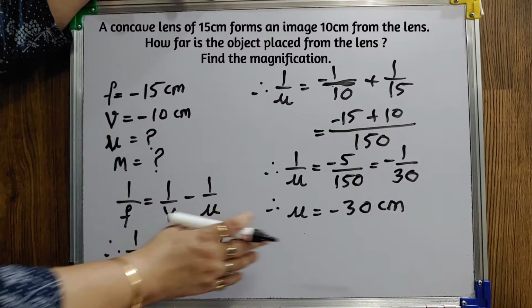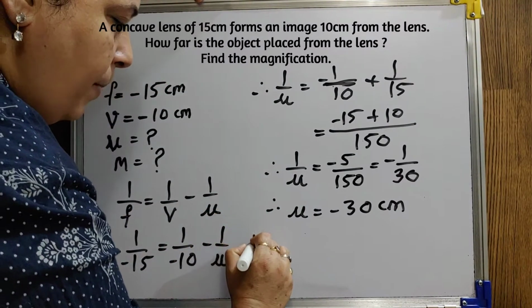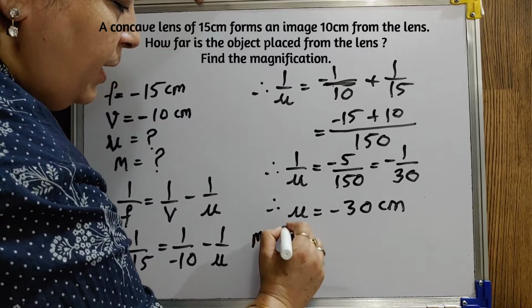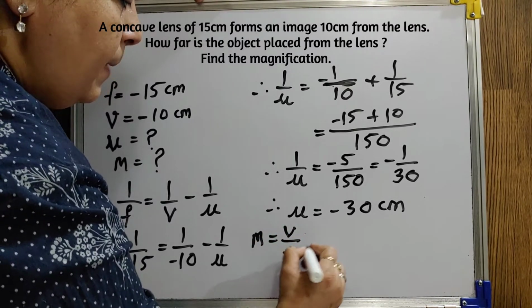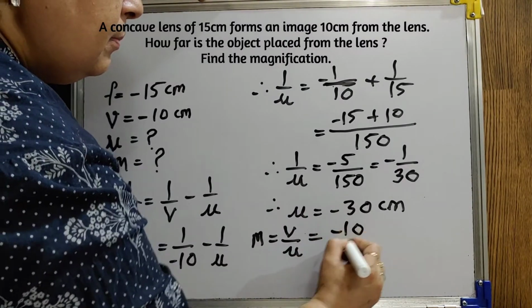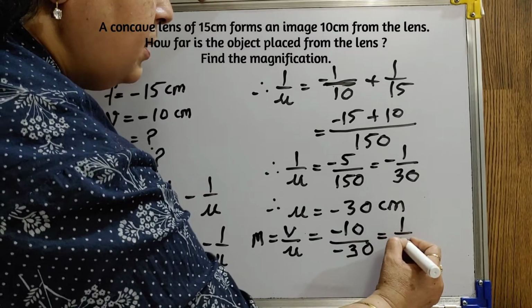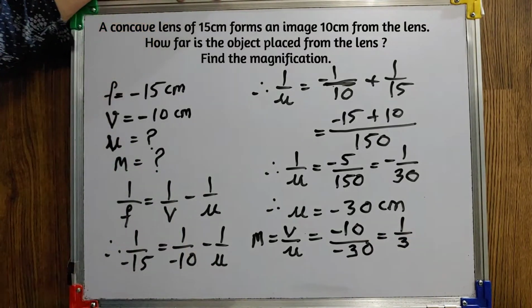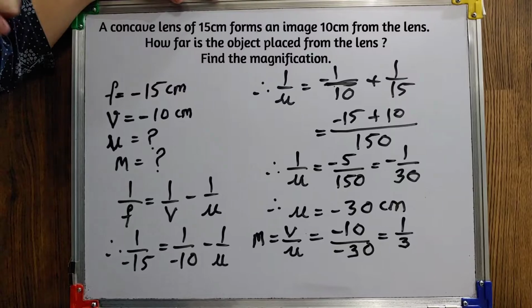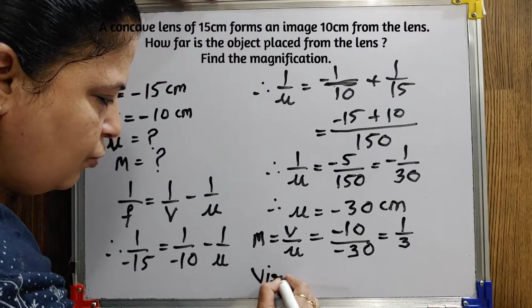Why is it negative? It is a concave lens: u, v, f, everything is negative. Now magnification. Your magnification is v by u. Your v is minus 10, u is minus 30. So it is 1 by 3, which means less than 1. So you know that magnification is positive, it means it is virtual.